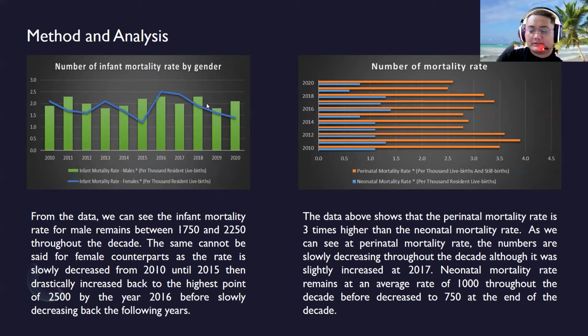Next, we have the number of mortality rate for perinatal and neonatal. The data shows that the perinatal mortality rate, which is the orange one, is 3 times higher than the neonatal, which is the blue one. As we can see, the perinatal mortality rate is slowly decreasing throughout the decade, although it slightly increased back in 2017, which is around this part. Neonatal mortality rate remains at an average of 1,000 throughout the decade, before decreasing back to 750 at the end of the decade, which is around 2020.